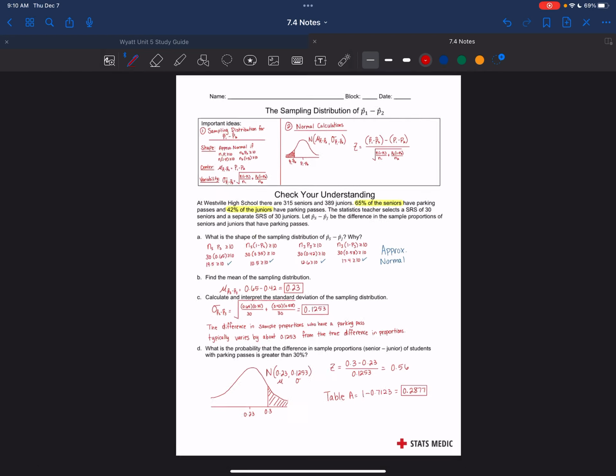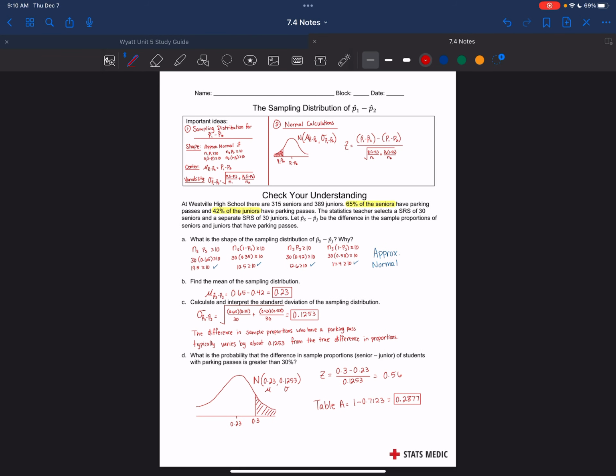All right, so that is the end of these notes for section 7.2 day 2. On the next one, we're going to be looking at section 7.3.